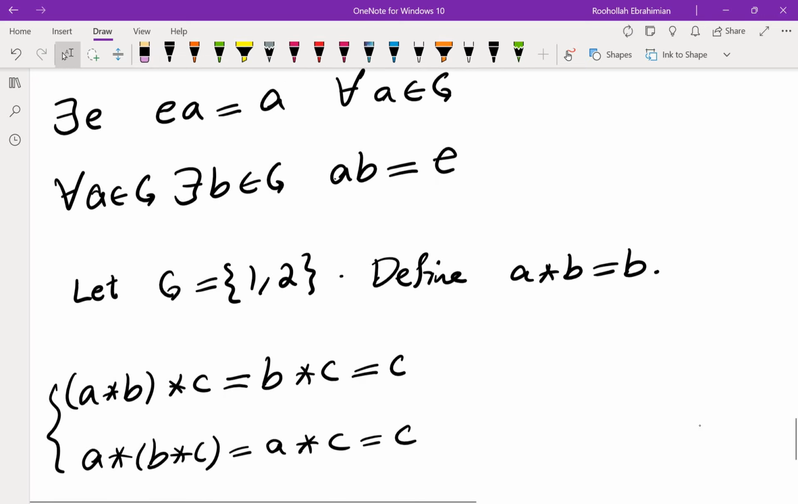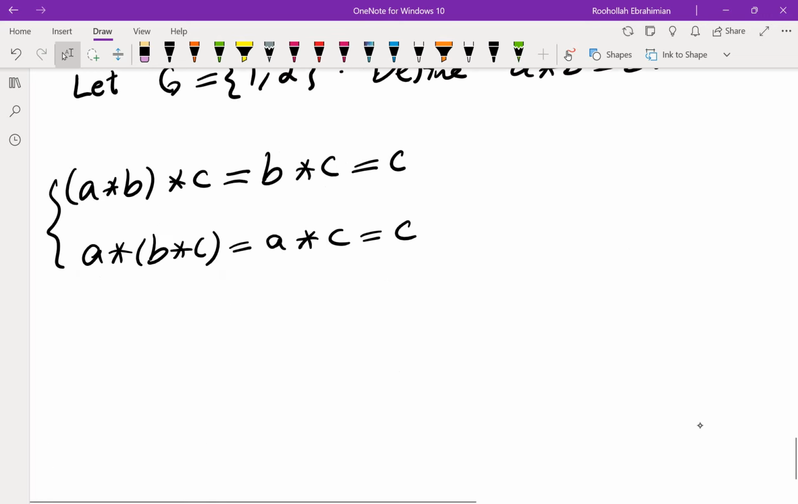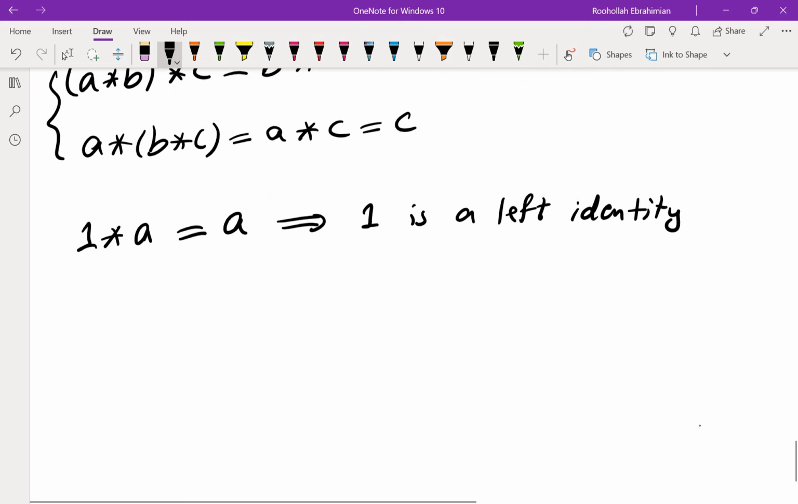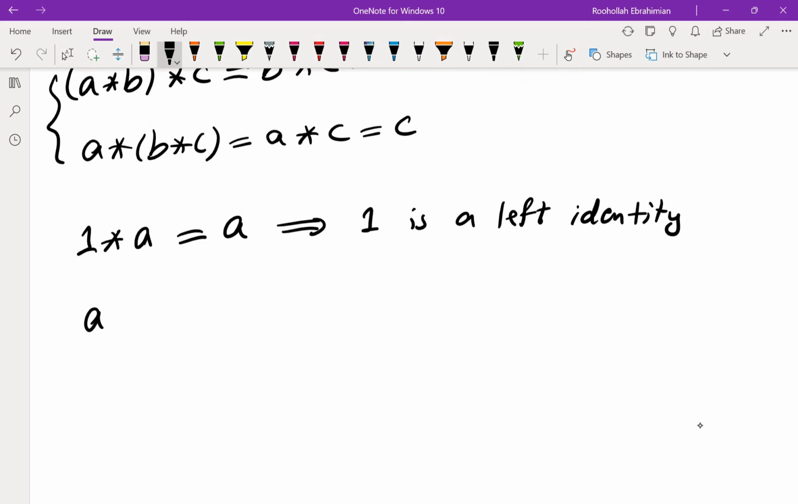Now we want to show that there is an identity. Well, there is an identity. Basically everything is an identity. If you look at 1 star A, and I'm talking about left identity, 1 star A is by definition A, so that means 1 is a left identity. But everything also has a right inverse, because if you look at A star 1, by definition that's 1, so that tells us 1 is a right inverse of A.